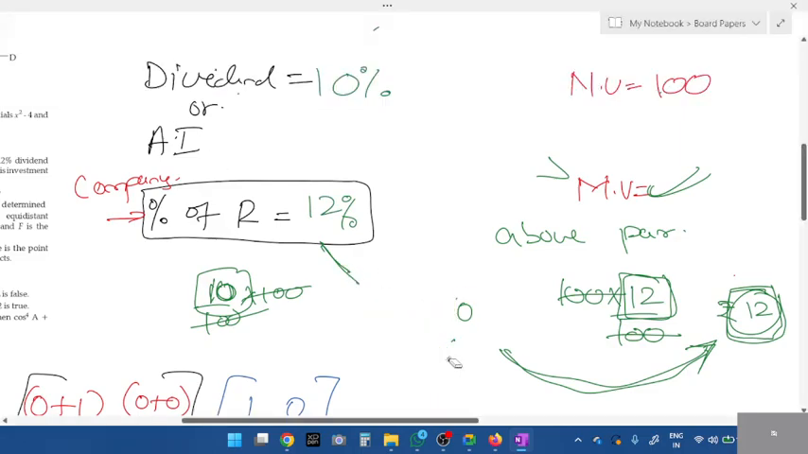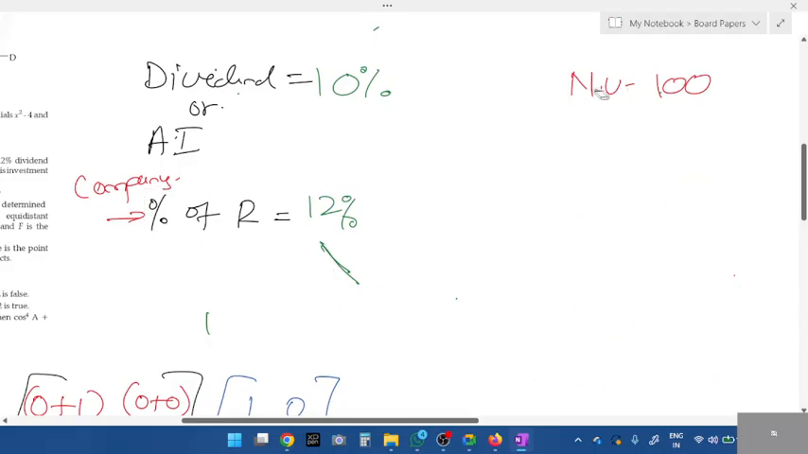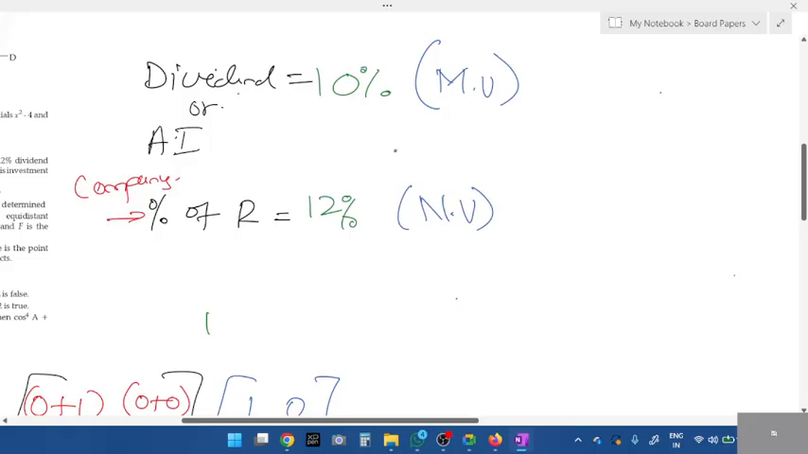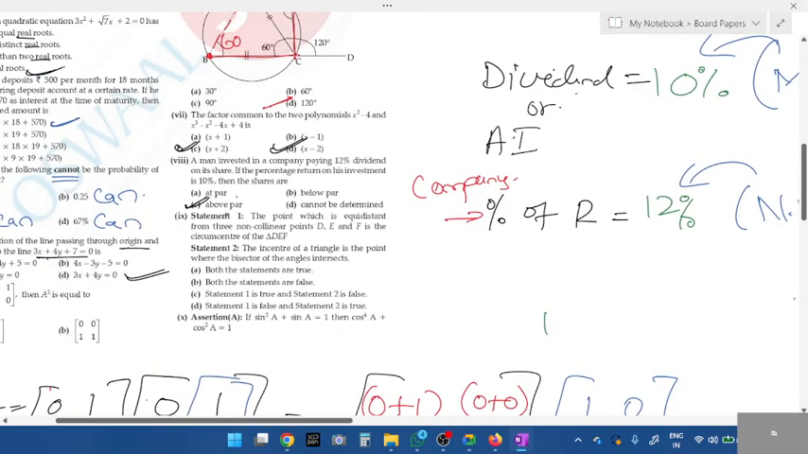Now tell me the answer for this. Just ignore all the calculation part. Rate of return is greater than dividend or less than dividend, students? Greater. Okay. What did I tell you? In this question, dividend and market value is one pair. The rate of return and nominal value is one pair. Which is greater, market value or nominal value? Nominal value. So if market value is lesser than nominal value, what do you tell? Above par or below par? We call it below par. The answer is below par. For this question, it is C, students, above par.